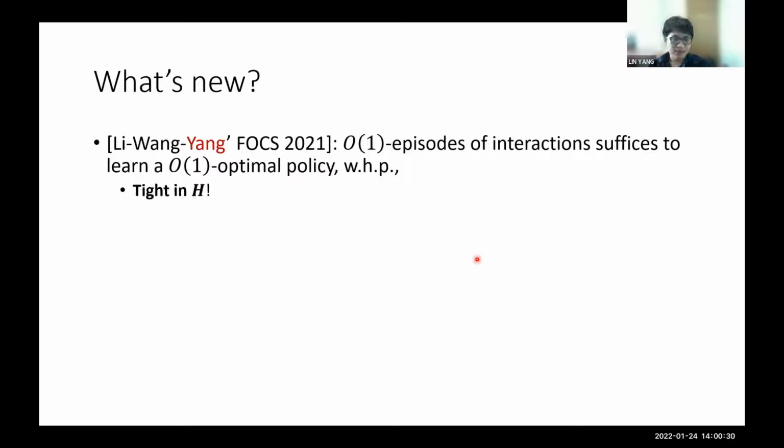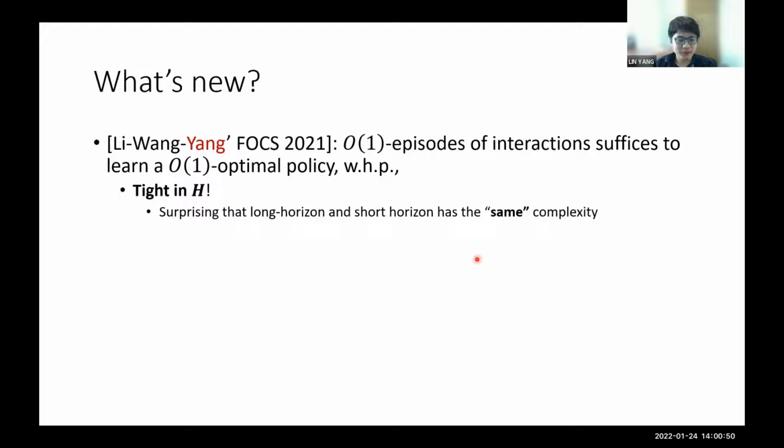So it is surprising in the sense that it is tied to H, right? This number of episodes has no dependence on H at all. And so it gives us the claim that the long horizon problem has the same complexity as the short horizon problem. I'm putting a caution mark here because we are actually hiding a horizon dependence in the episode. Remember that you collect an episode, right? So the episode already contains H samples. That's the only dependence on H in our algorithm. There are no other H dependence. That's actually the surprising part.